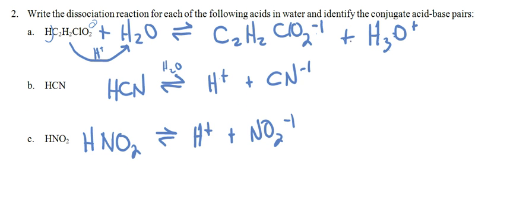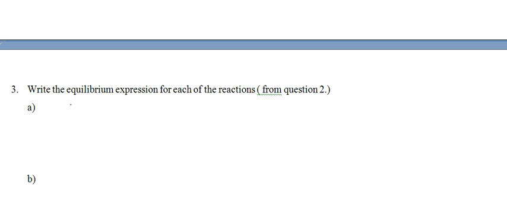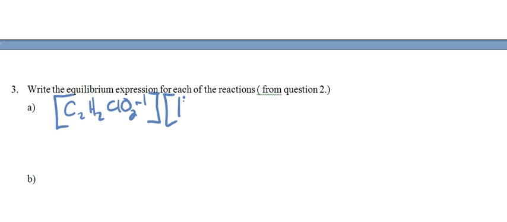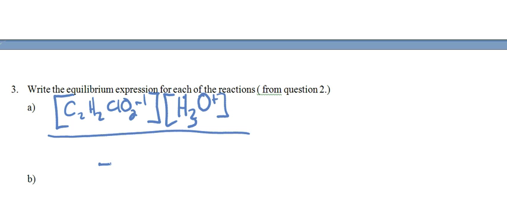So I'll go ahead and include all the components here. So we have C2H2ClO2 with a -1, and we have hydronium. That's H3O+. And that's all over C2H2ClO2 with no charge. Be sure to include your charges.